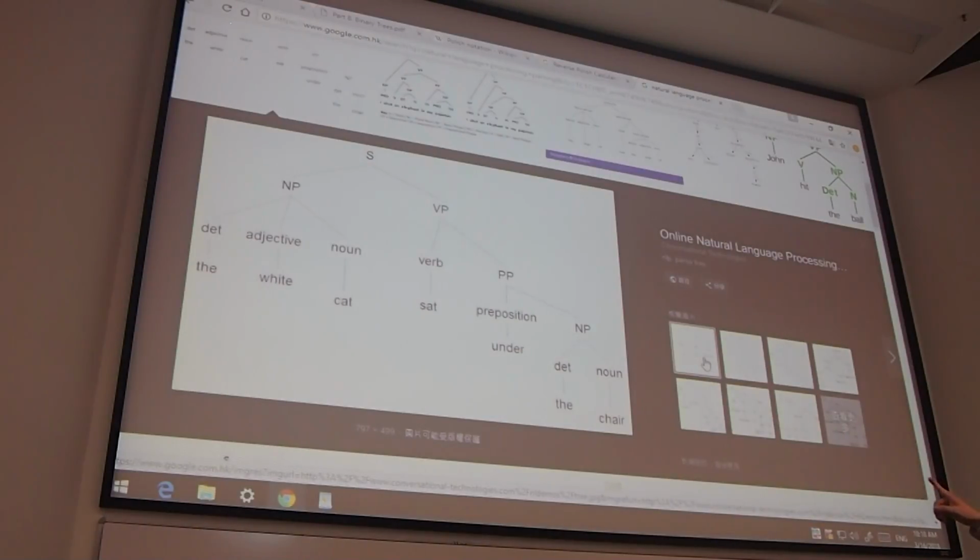So here I have the sentence. The sentence has a noun phrase and a verb phrase, NP and VP. The noun phrase here is the white cat. The white cat is a noun phrase, right? And it can be parsed into the, which is the determiner, white, the adjective, and cat. It must end with the cat. And then I have a verb, sat, and then a preposition, under, and then further a noun phrase, the chair.